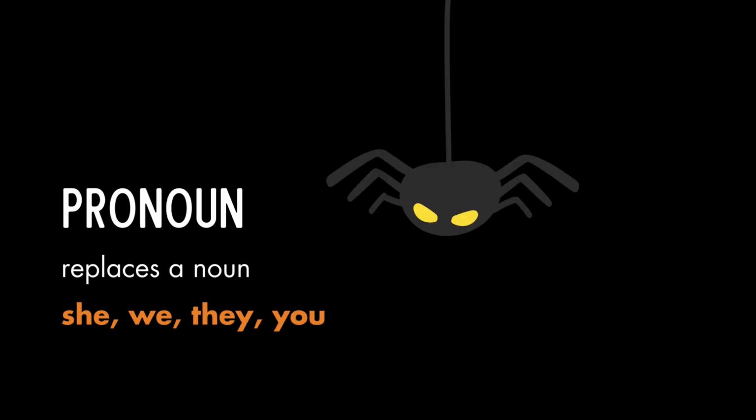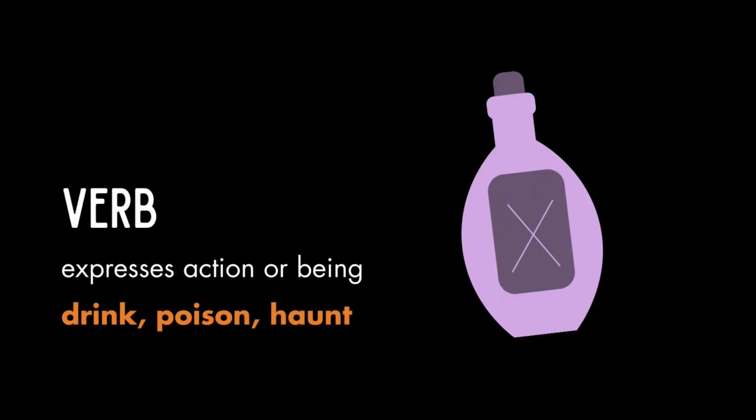7. Pronoun. It replaces a noun. For example, she, we, they, you. 8. Verb. Expresses action or being. For example, drink, poison, haunt.